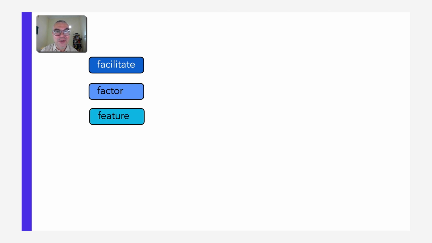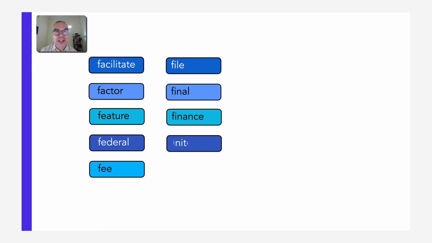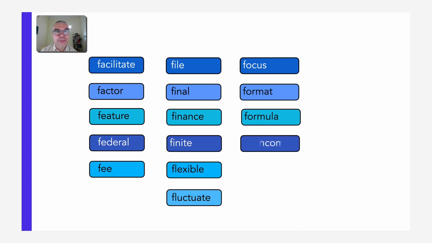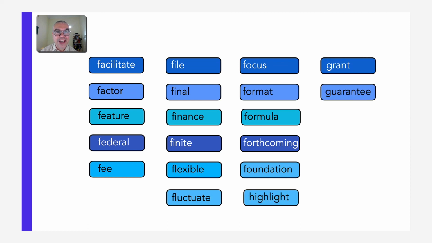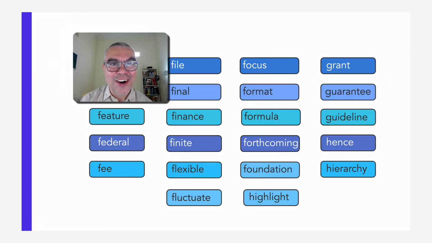Let me just review all of the words we have covered in set number 1. Facilitate, factor, feature, federal, fee. File, final, finance, finite, flexible, fluctuate. Focus, format, formula. Forthcoming, foundation, highlight. Grant, guarantee, guideline. Hence, hierarchy. Okay, they are the words.